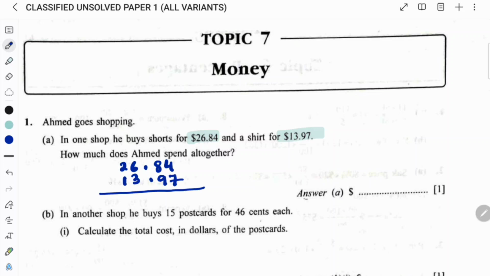13.97. Add 7 and 4, 11. Now 9 and 9, 18, and the decimals 6 and 7, 8, 9, 10, and then it will be 0, 2 plus 1, 3 plus 1, 4. So $40.81 is the total cost. So this was just a 1 mark question. We have done the decimal addition in our simplification questions, whatever we were doing in the topic 1 numbers.